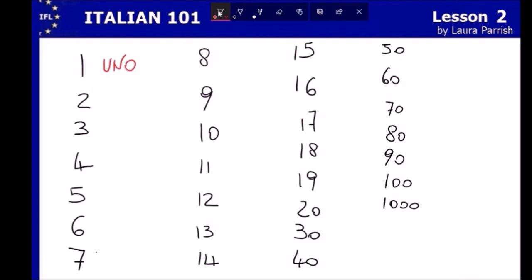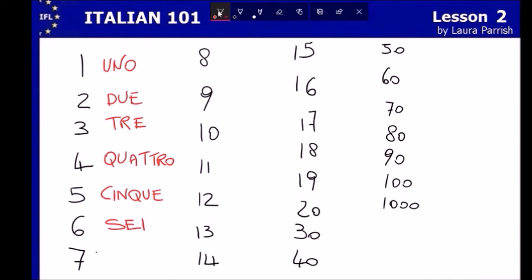1, 2, 3, 4, 5, 6. Say very well, sei, because Italian is the language of the vowels. Usually Americans say se. It's not, it's sei.